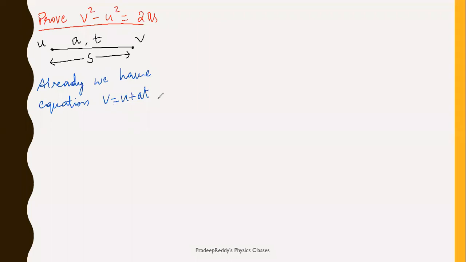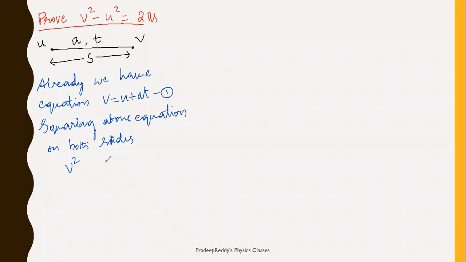It is v equal to u plus at. Right? This equation we have already proved. That equation I will be using, and we will prove this equation. Right? Now, let me take this as equation 1. Squaring the above equation on both sides, it is v square is equal to (u plus at) whole square.